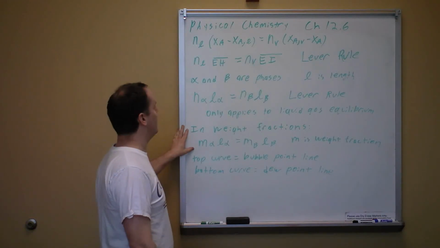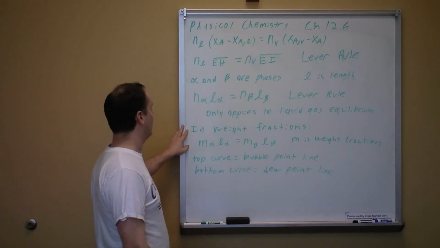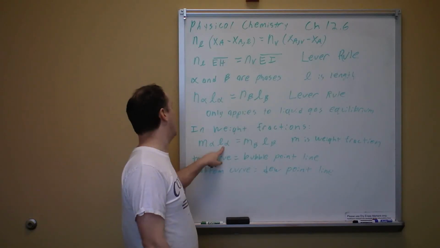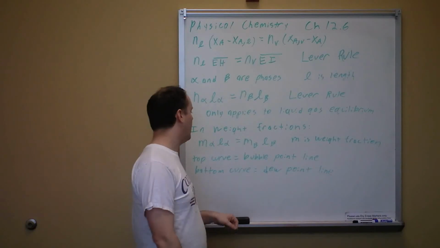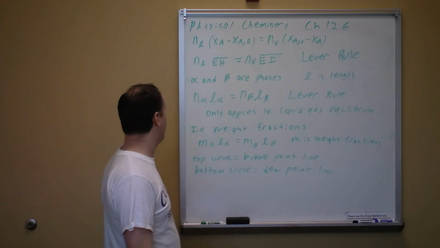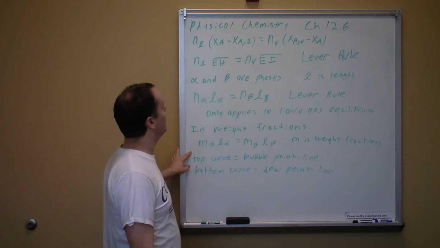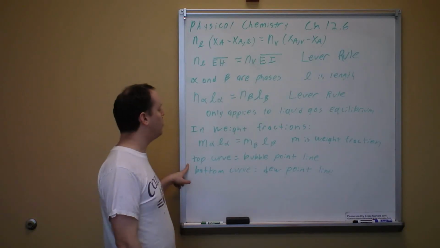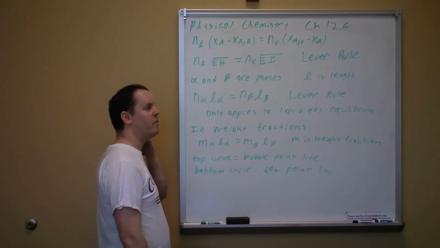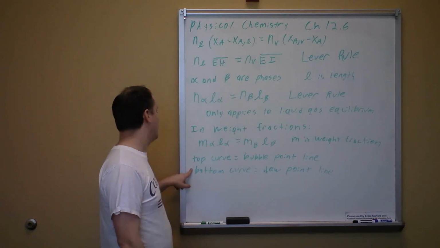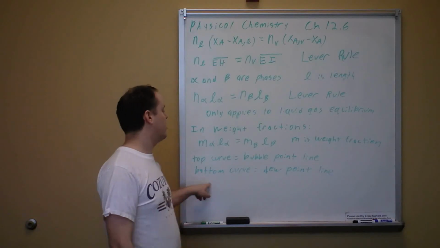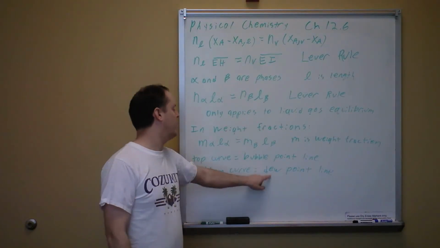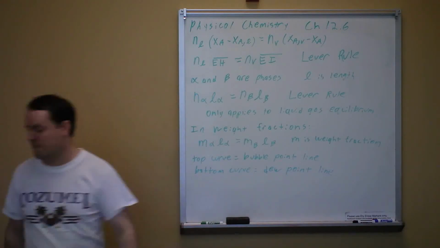Now we could rewrite it, instead of using mole fractions or moles, using weight fractions. So we could put M alpha l alpha equals M beta l beta, and M is the weight fraction. Now, remember the curve that we derived, those points, that curve is called the bubble point line, because this is when you take the liquid and you first start getting gas bubbling. The bottom curve that we derived is called the dew point line, because if you come from the other direction when you have vapor, this is when you'll first get a drop of dew forming.